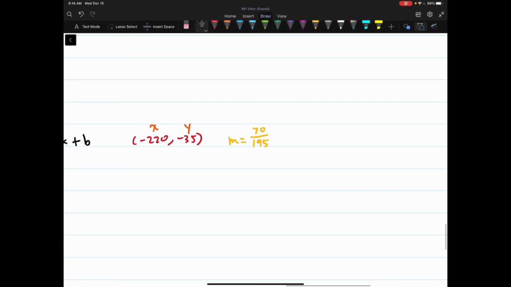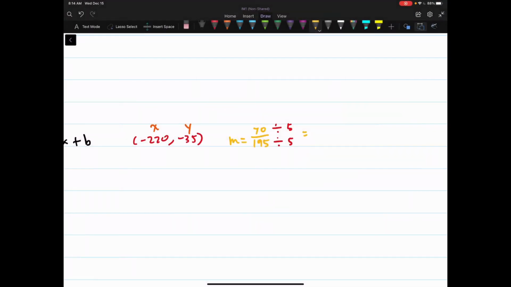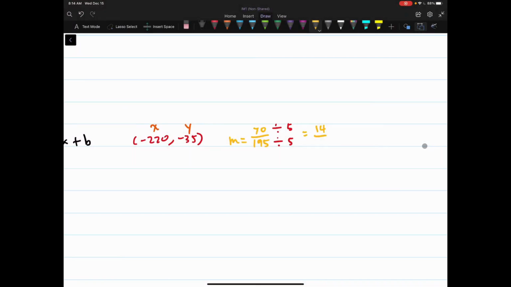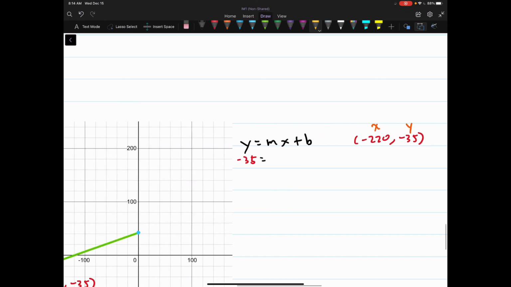Let's try to simplify this a little bit. I'm going to divide the top and the bottom by 5. 70 divided by 5 is 14, and 195 divided by 5 is 39. I don't think that can be simplified any further. So my slope is 14 over 39.